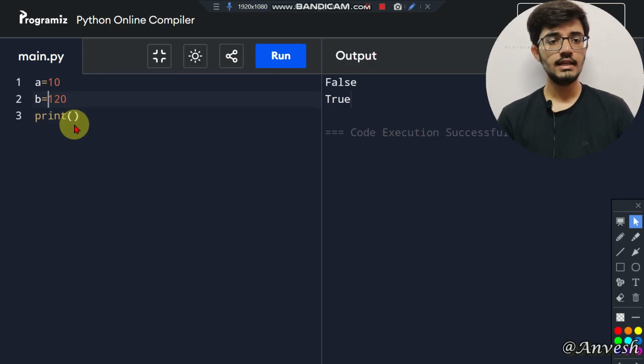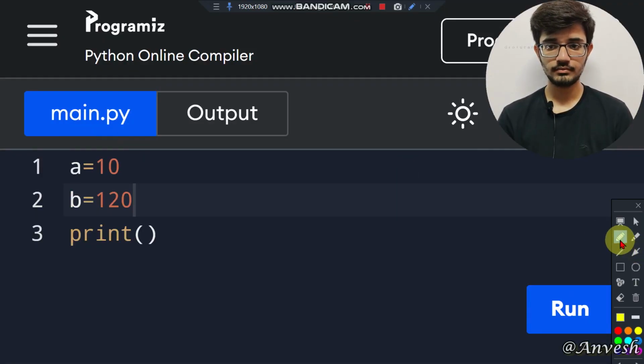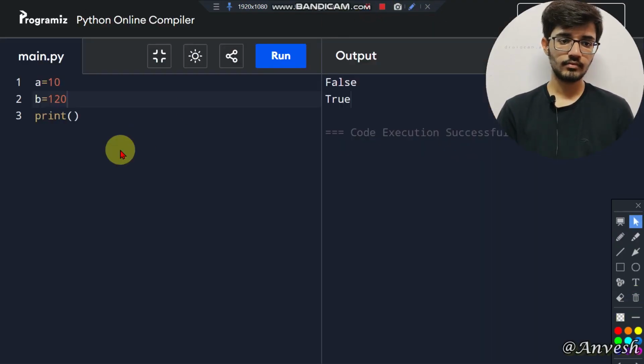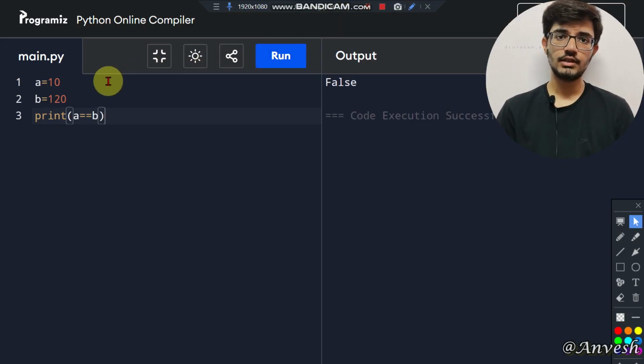When we use the single assignment operator, it means that we are assigning a value to the variable. Whenever we use double equals to, it means we are checking the value. So by using the double equals to symbol, we are comparing whether A is equals to B or not. Very simple. 10 is not equals to 120, that's why we got the output as false.